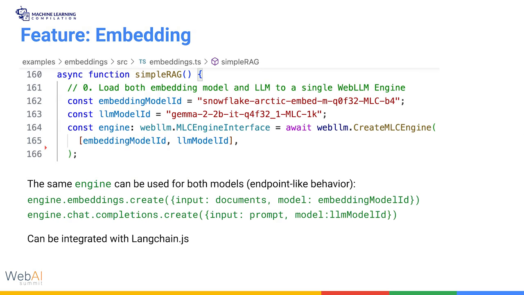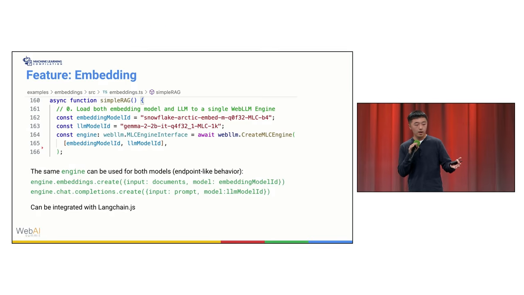And another feature is embedding. As you can see, despite having two models, one embedding model and a large language model, you still only interact with the single engine construct. And you can either feed it an embedding request, or you can feed it a chat completion request. And you can also integrate it with LangChain.js for RAG-like applications.